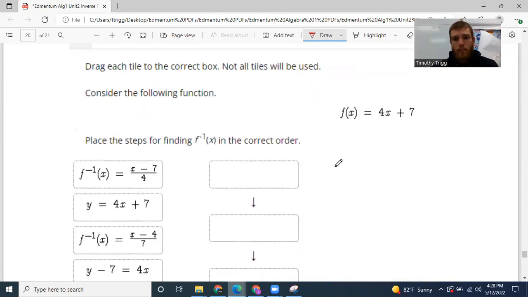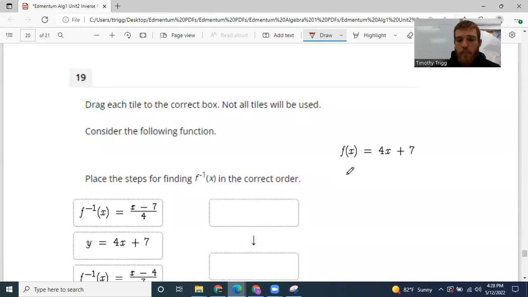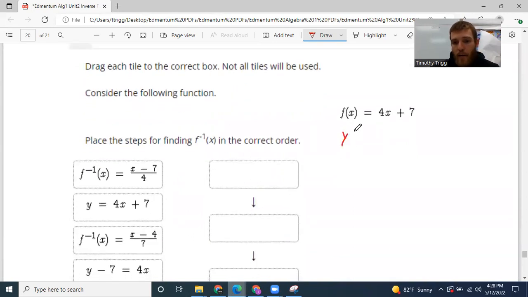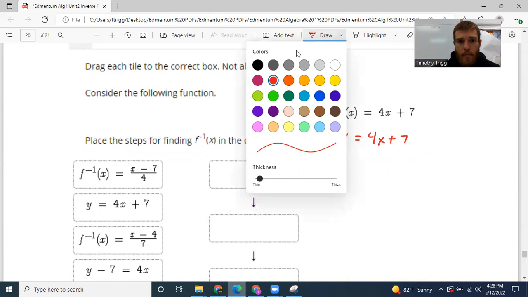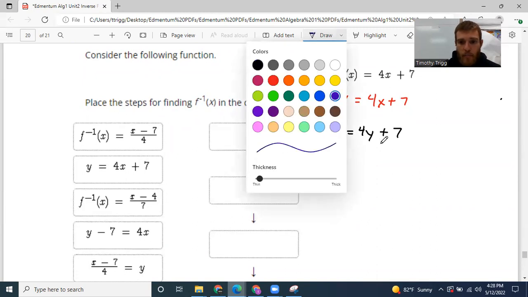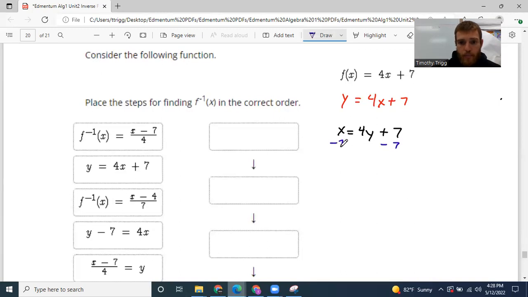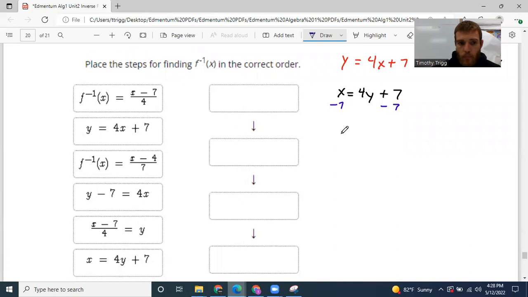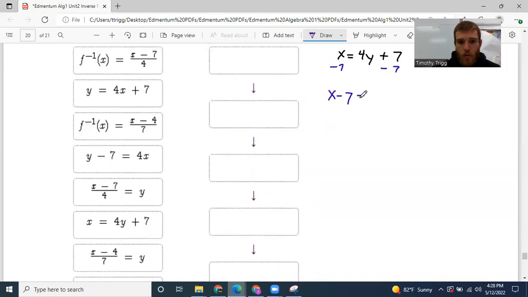This is a long one. Okay. So here we have our function f of x. Our first step will be to swap out f of x for y. Our next step will be to swap x and y. So x equals 4y plus 7. Then I'm thinking we should subtract 7 from both sides of the equation. Giving us x minus 7 equals 4y.